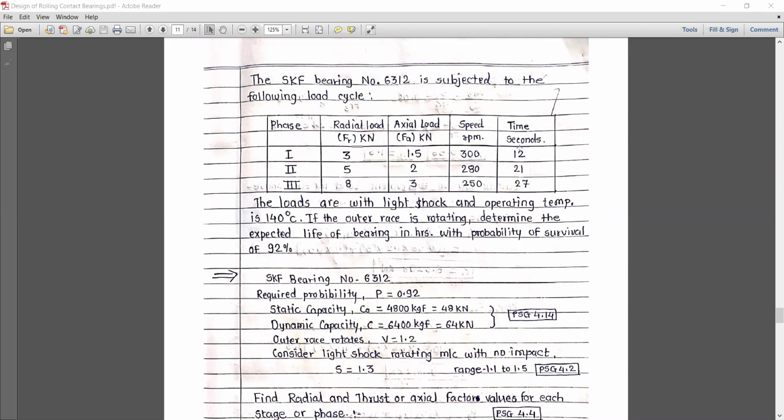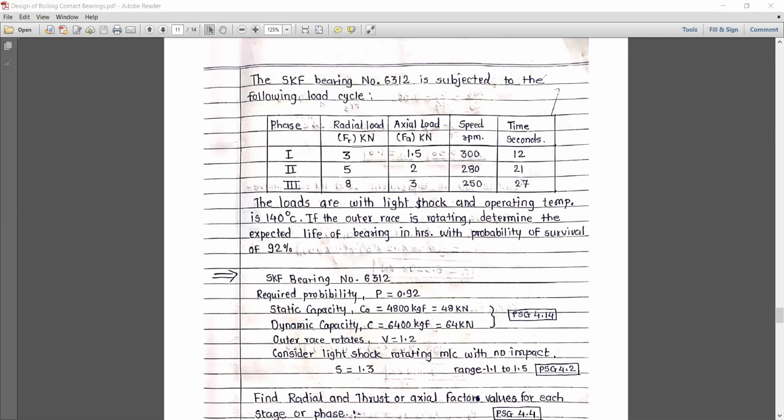First phase: radial load of 3 kilonewton, axial load 1.5 kilonewton, with a speed of 300 rpm, and it is engaged for 12 seconds. Second stage: the radial load is 5 kilonewton, axial load is 2 kilonewton, and the speed is 280 rpm, and it was engaged for 21 seconds.